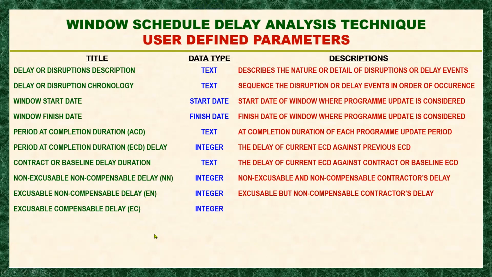Okay, next. Integer. We put this as integer also because we want the summary to be shown on our program. So excusable and compensable contractor delay.